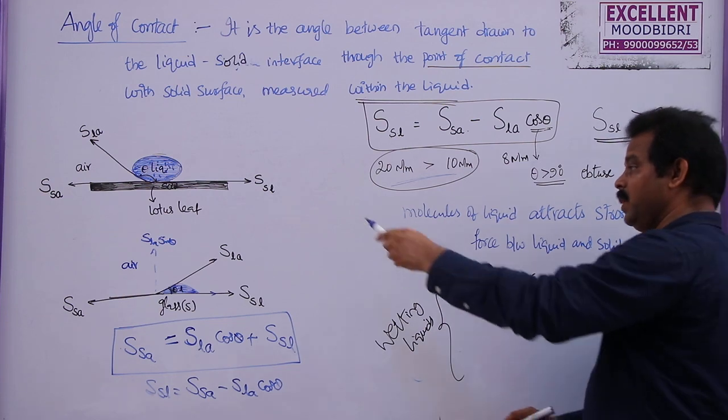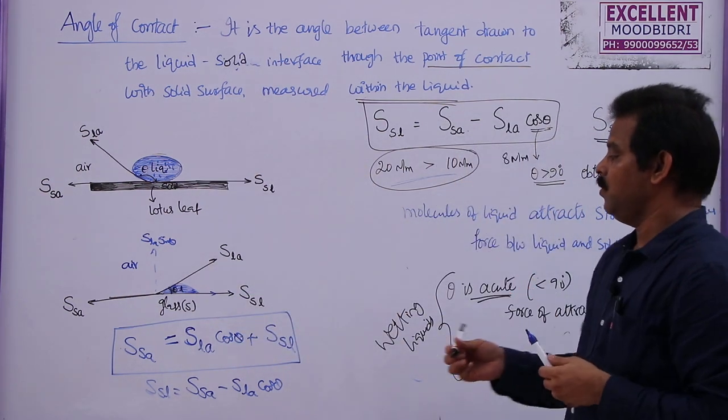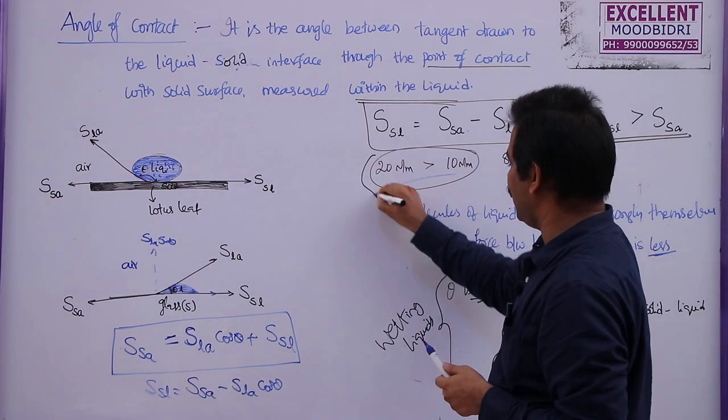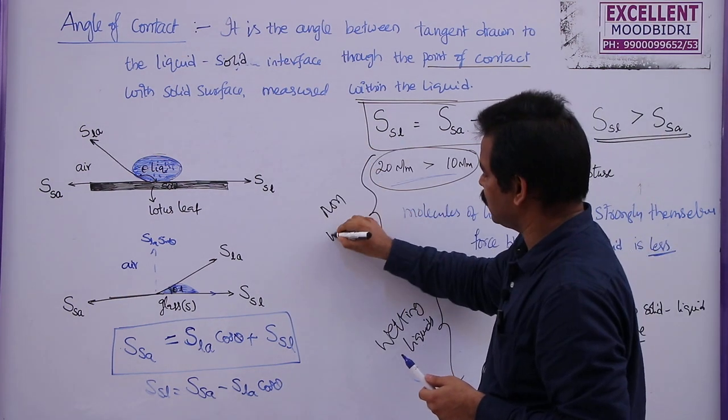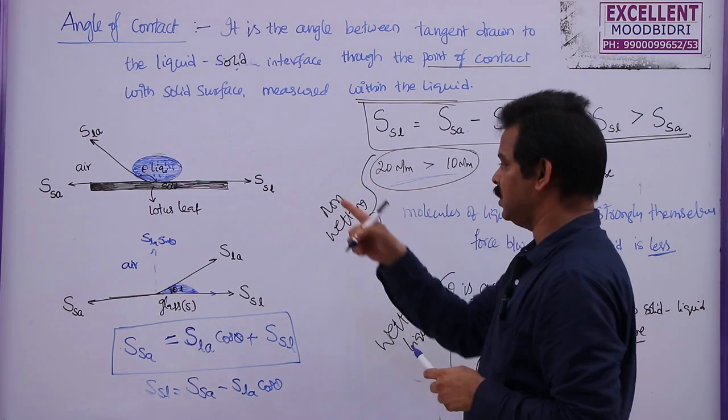But you can see that in both cases I am taking water only. So from this example, is water a wetting liquid or a non-wetting liquid? Water can be taken as a wetting liquid or a non-wetting liquid depending upon the other surface, and not only on the water.